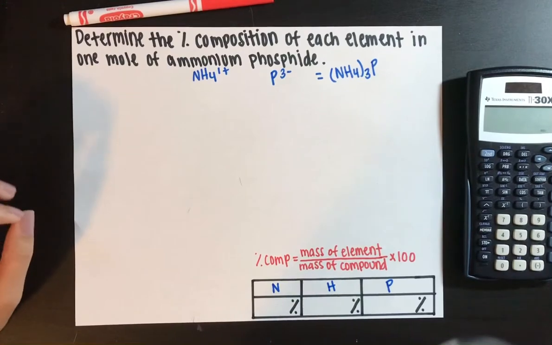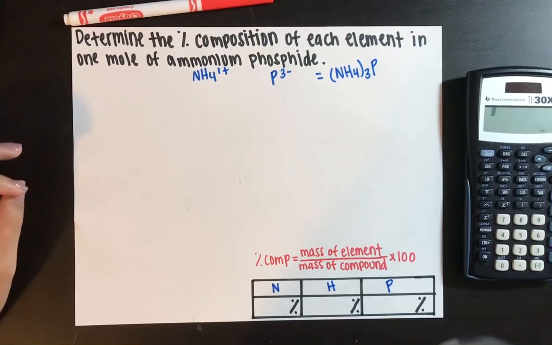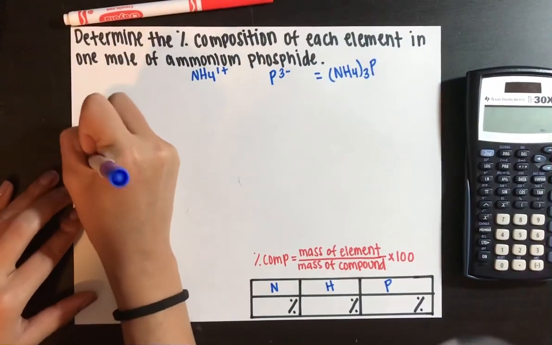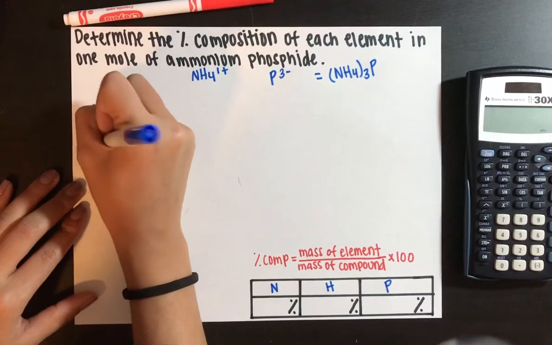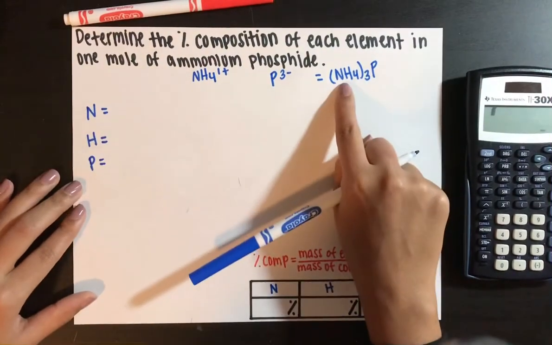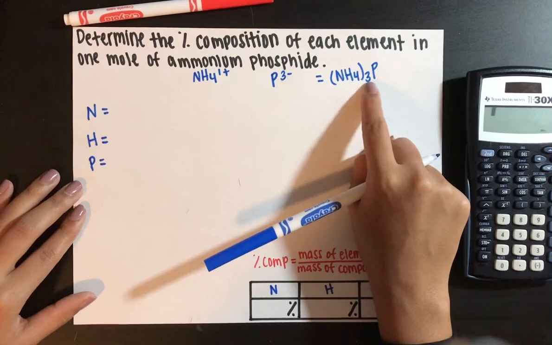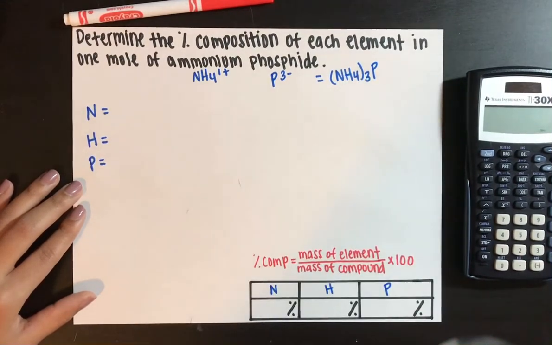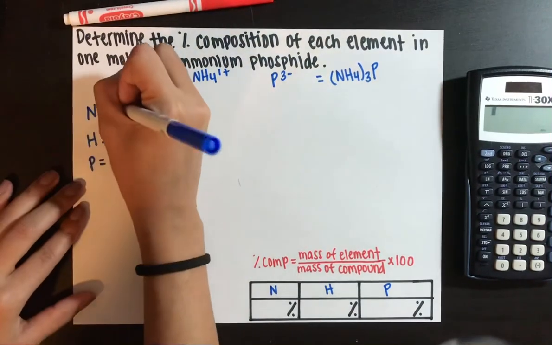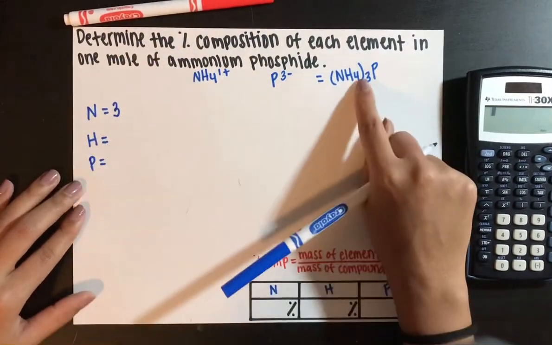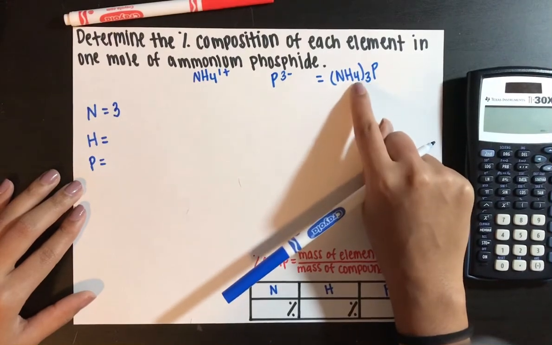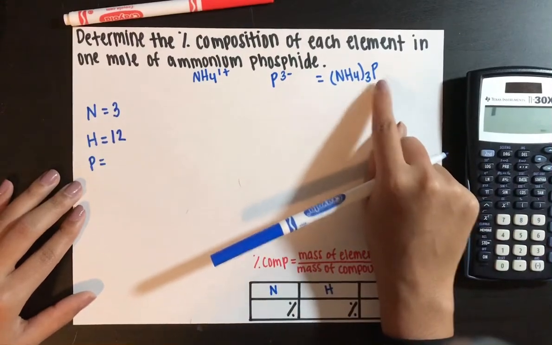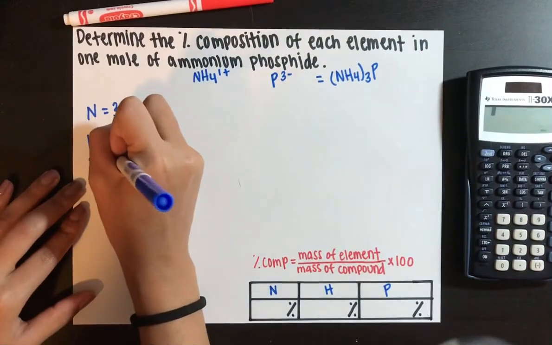Now we want to solve the molar mass of each element in the compound. So we have N, H, and P. According to our compound formula, N has 3 moles because the 3 is outside of the parentheses and is distributed to each element within the parentheses. So N has 3 moles. H is going to have 12 moles because 3 times 4 is 12. And phosphorus has 1 mole because there's only 1 of it.